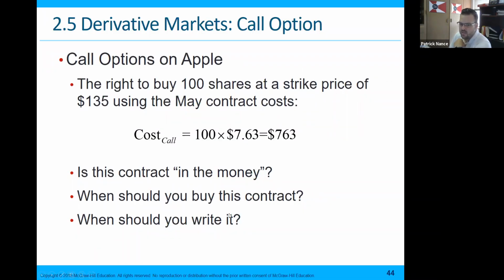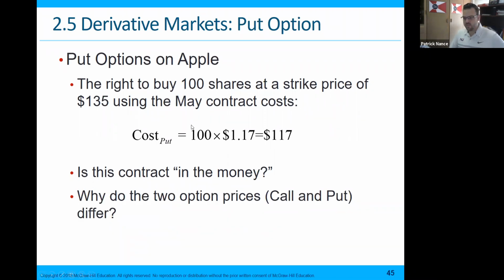You should buy this contract when the shares of stock go up. Obviously the call option itself will change too, but if the call option stayed the same, you should buy this contract when those values are different: when you have a higher value for the stock than the cost of the strike price plus the cost of the contract.